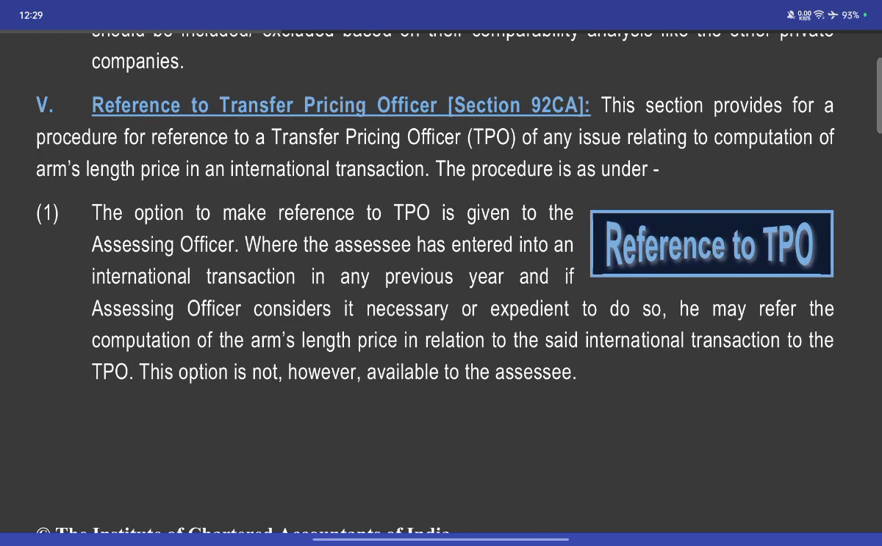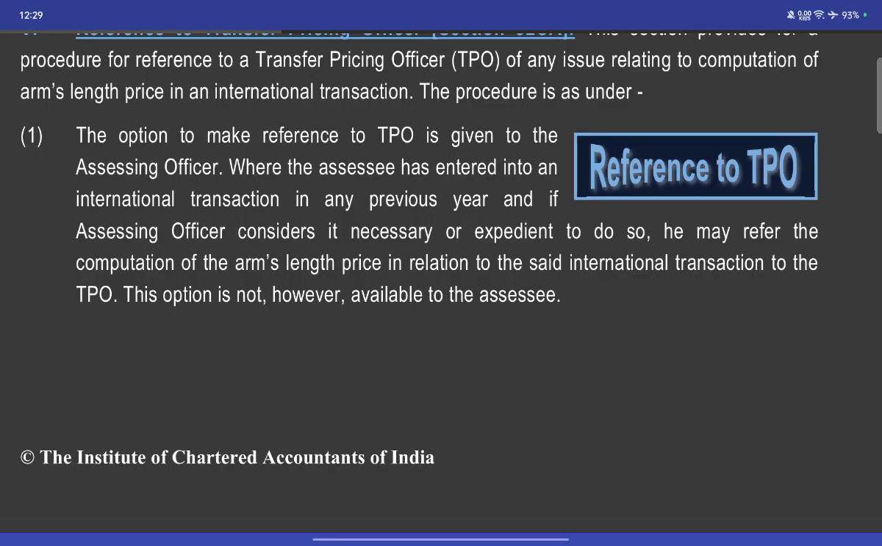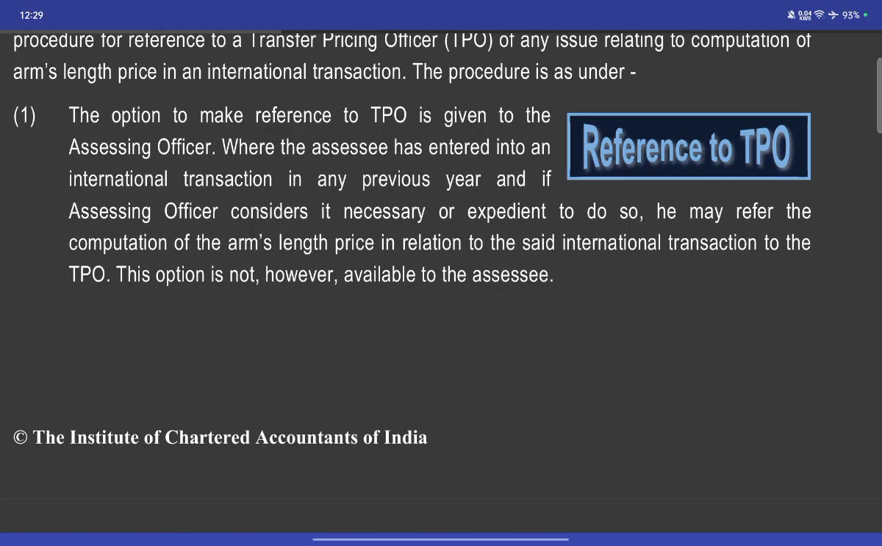Reference to the Transfer Pricing Officer, Section 92CA. The section provides a procedure for reference to the Transfer Pricing Officer on issues relating to the computation of the arm's length price in the international transaction. The option to make a reference to the TPO is given to the assessing officer, where the assessee has entered into an international transaction. If the assessing officer considers it necessary or expedient to do so, he may refer the computation of the arm's length price relating to the said international transaction to the TPO.